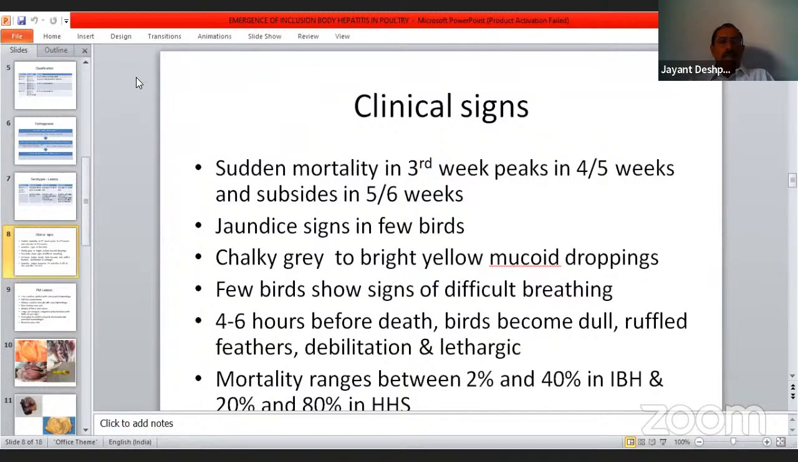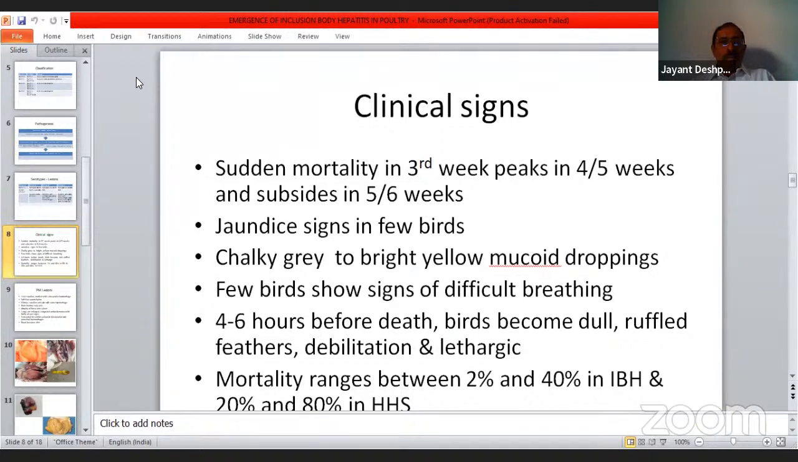Typically, the mortality starts after 3 weeks, specifically around 24, 25 days of age, and continues for a week or 10 days, depending on the birds which show immunosuppression. If there is severe immunosuppression because of a concurrent infection like IBD or CAV, then the mortality may continue for a longer period. And at a later stage, the mortality subsides on its own. Like Kataria sir mentioned, it is a self-limiting disease, but it causes a lot of damage.